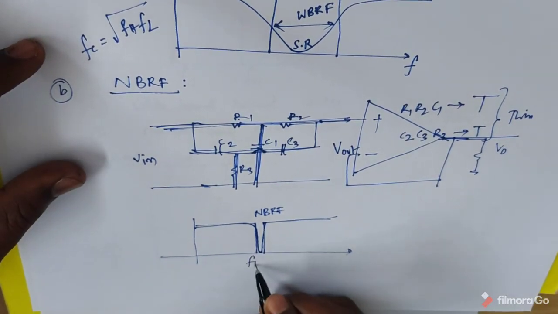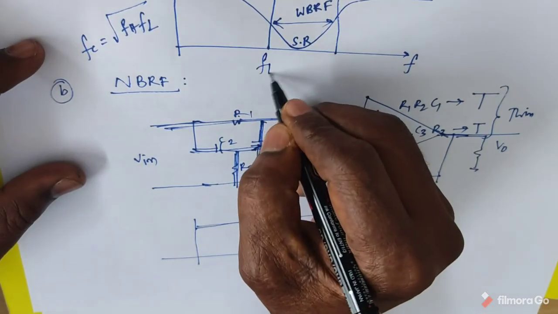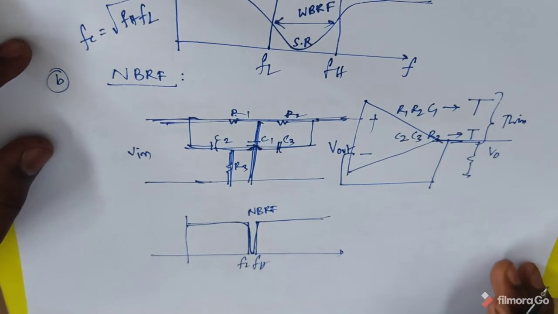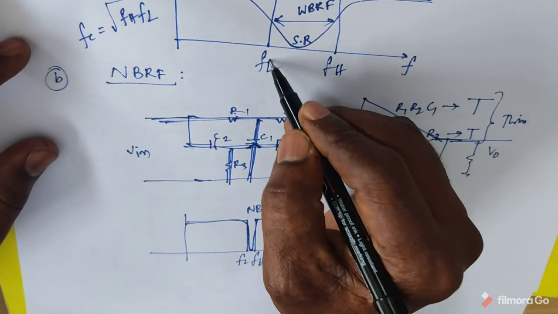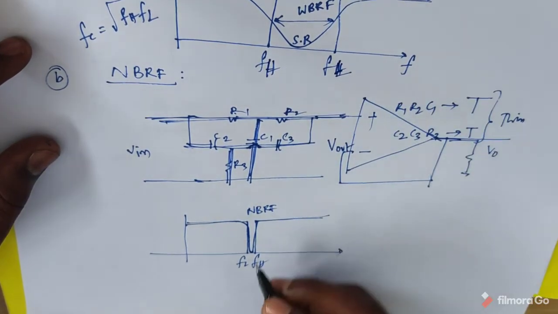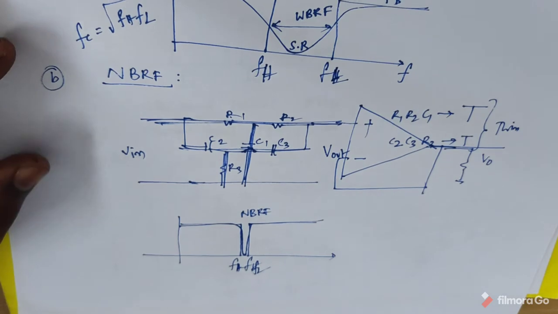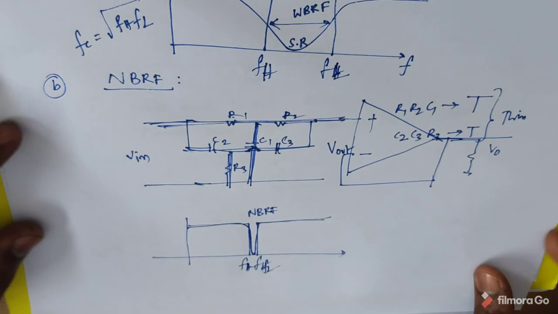This is actually FL and FH. This is also FL and FH value. So simply this is FH and FL. This is FH and FL value. Okay. Thank you.